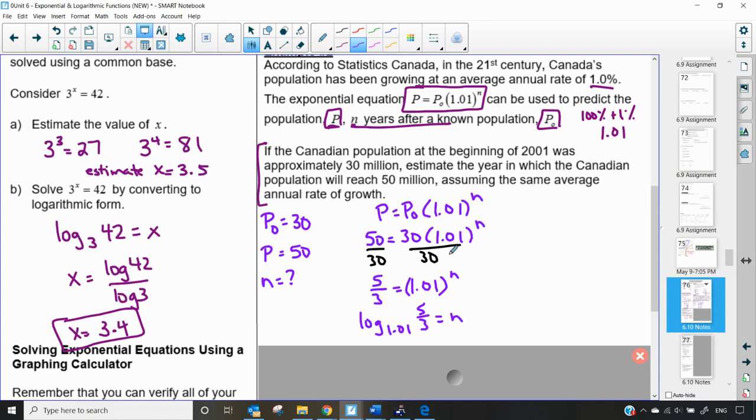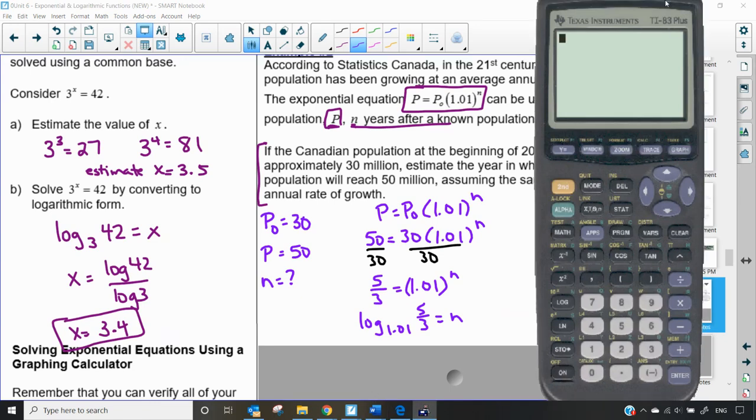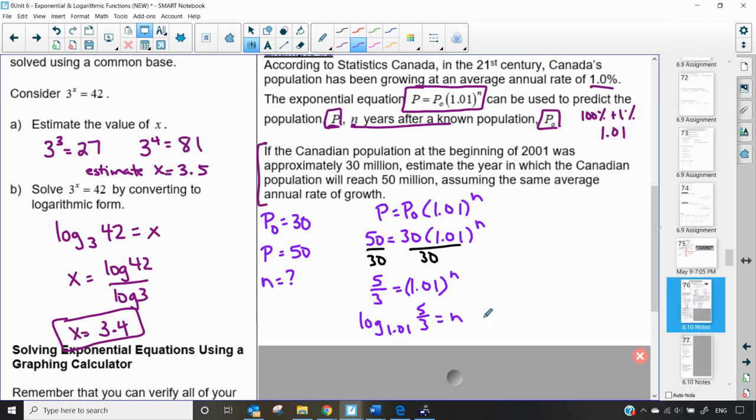So putting that into our calculator, we're going to have log of 5/3 divided by log of 1.01. And that gives us 51.337 years. So n equals 51.337 years, so about 51 years.